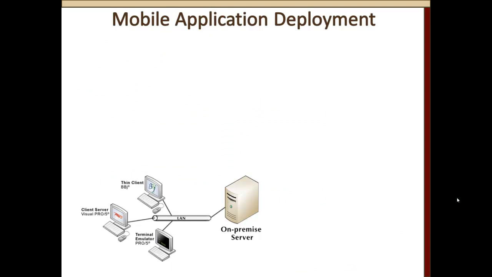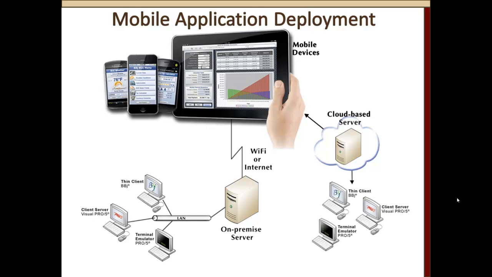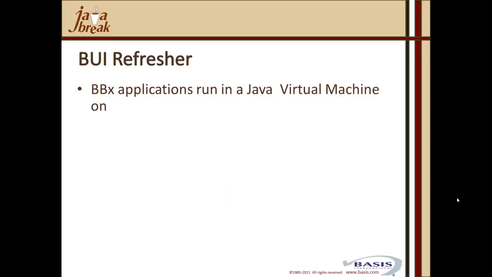So imagine you running with your application on your on-premise server, either Thin Client BBJ, Client Server Visual Pro 5, or Terminal Emulator Pro 5. Your GUI applications can be deployed through Wi-Fi or the internet to mobile devices, be they tablets or smartphone type devices. Or that same application could be deployed via a cloud-based server. And of course that same cloud-based server can power your land-based or on-premise clients, be they BBJ GUI clients, Visual Pro 5 GUI clients, or standard character-based clients through the terminal emulator.